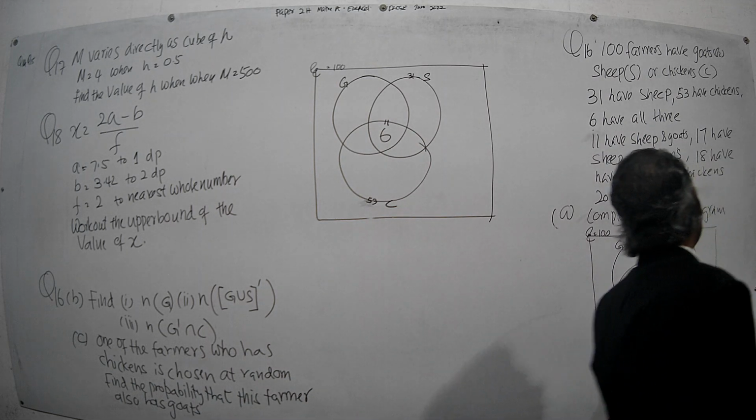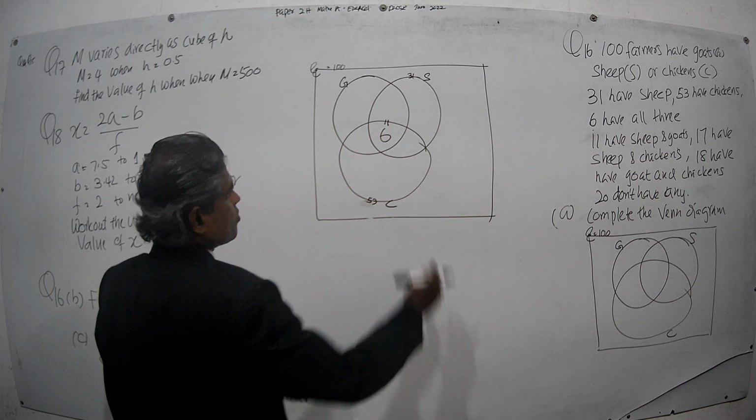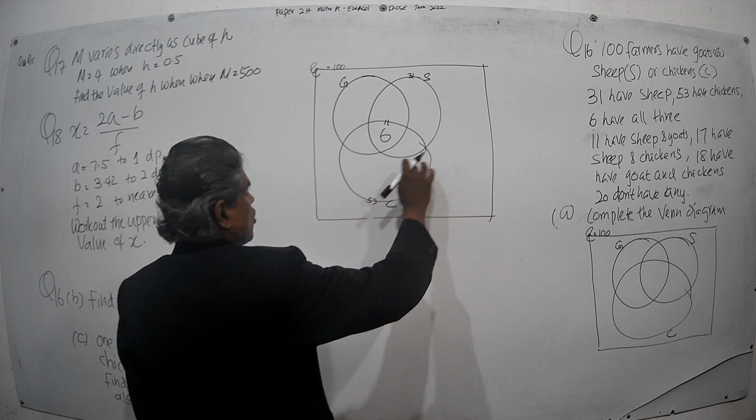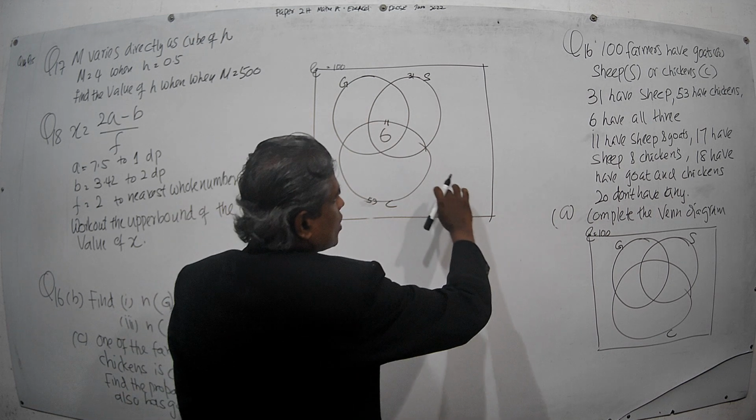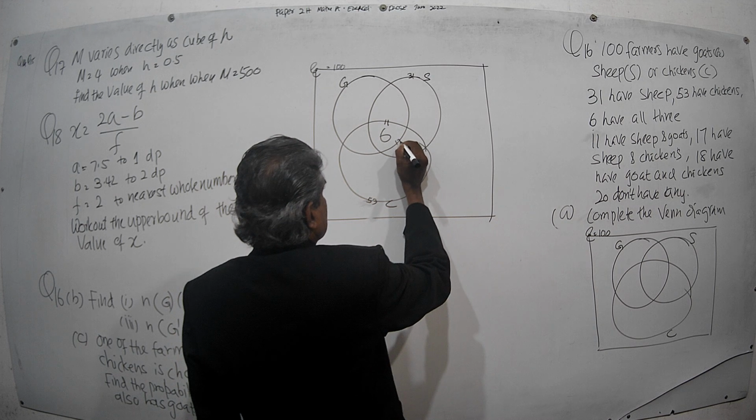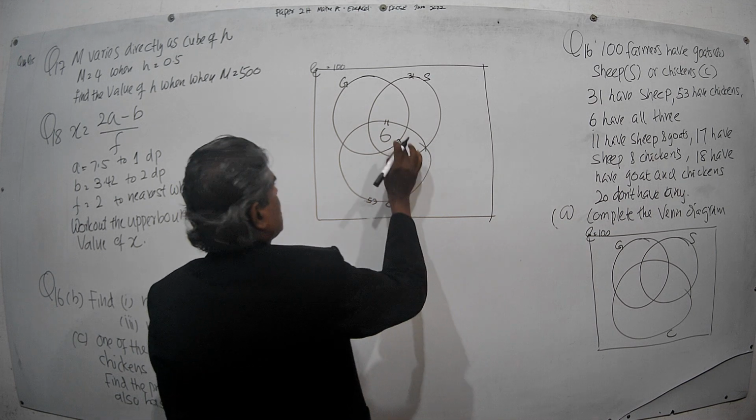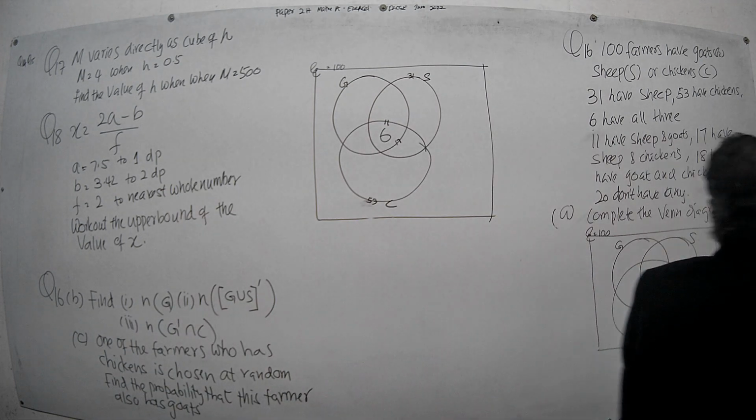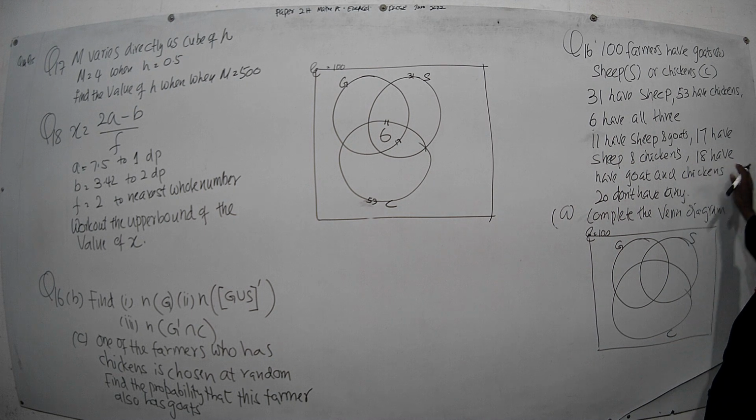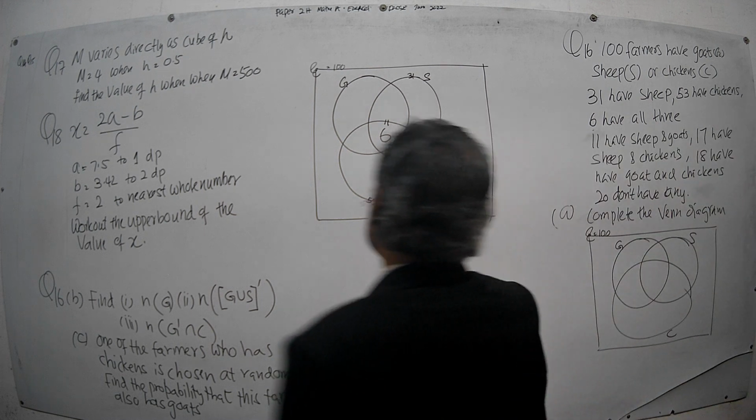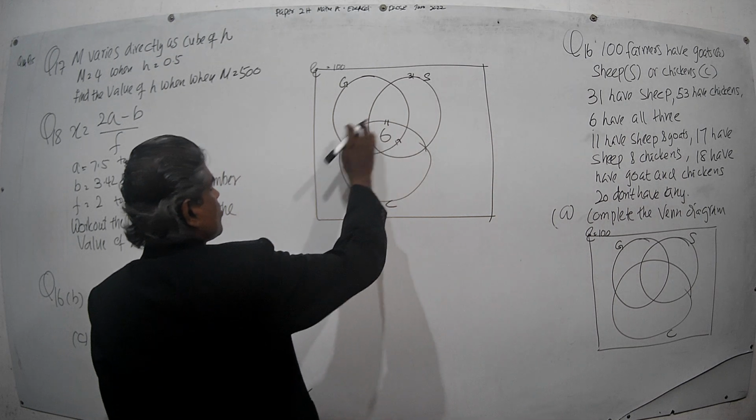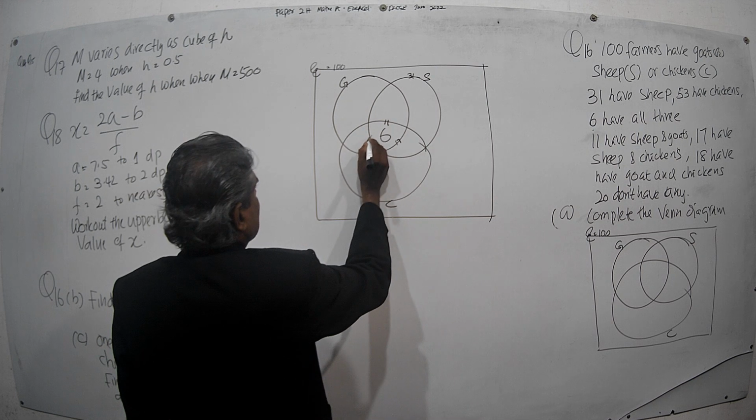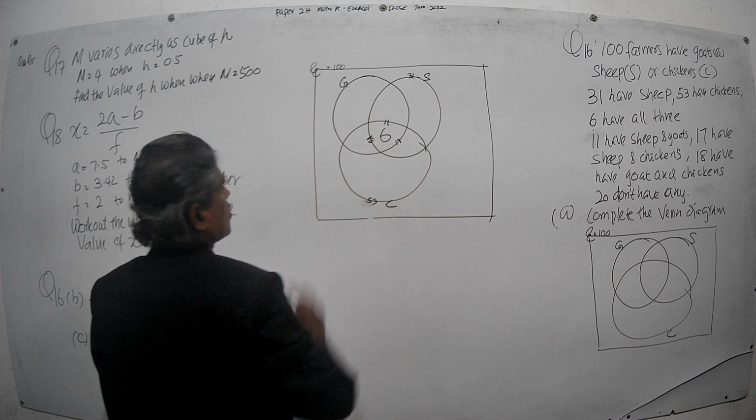17 farmers have sheep and chickens. Sheep and chickens means this area, this whole thing. This is 17. Therefore, we will put it here, 17. Out of this 17, part belongs to this area and part belongs to this area. Then 18 have goats and chickens. The common area of goats and chickens is this. How much? 18. We will put it here, 18.